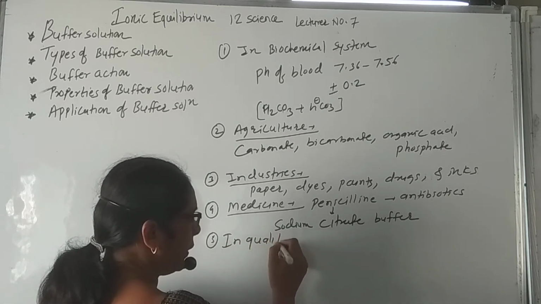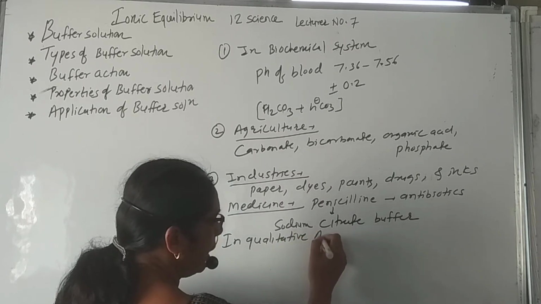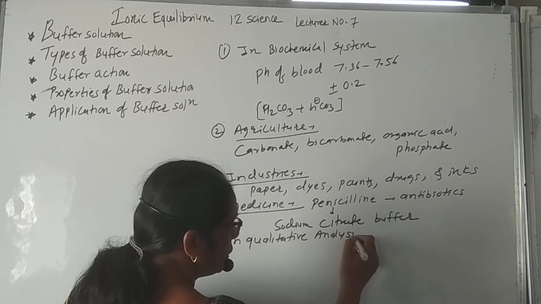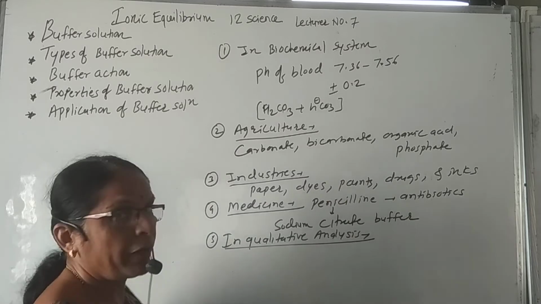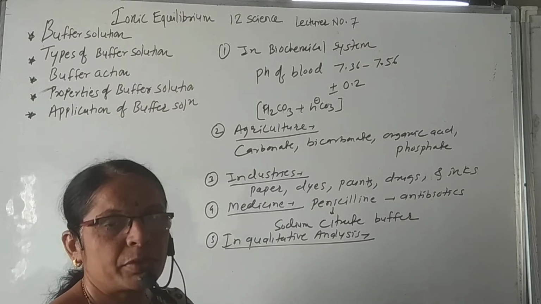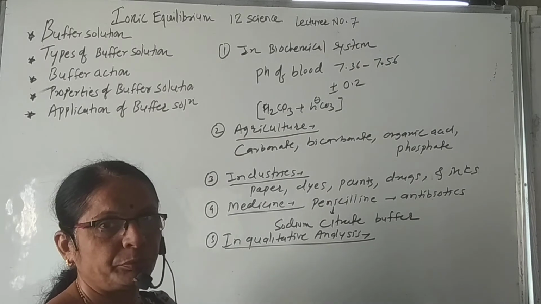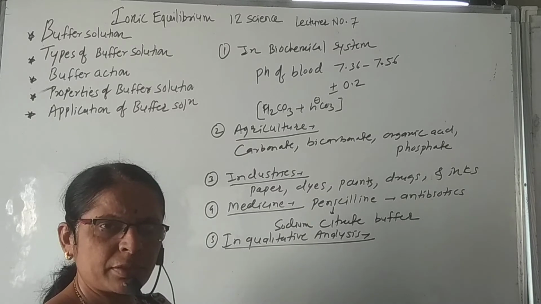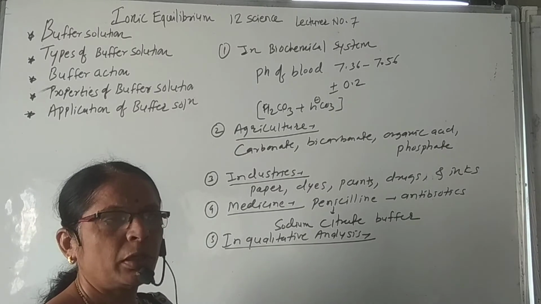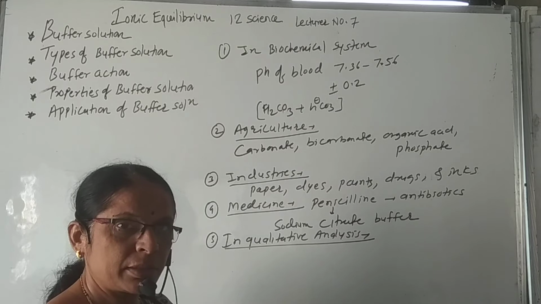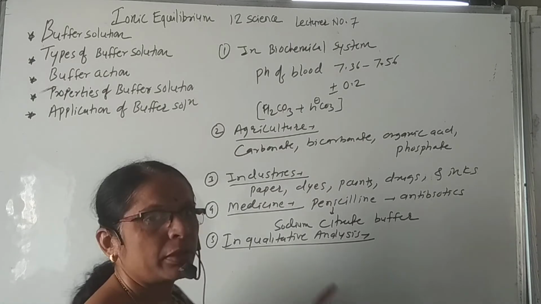So what is qualitative analysis? Qualitative analysis is a technique by which we can find out the cations which are present in the given mixture. Various types of cations which are present in the given mixture, we can detect using an analysis, and that analysis is called qualitative analysis.